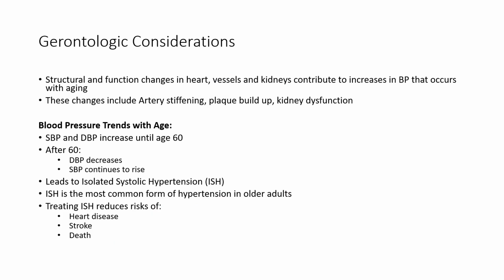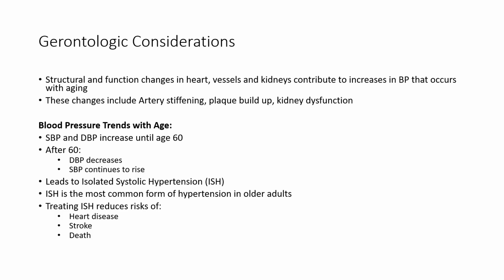Some gerontologic considerations with hypertension. We do have structural and functional changes that happen in our heart, vessels, and kidneys, and this will contribute to increases in blood pressure as we age. These changes are going to include artery stiffening, plaque buildup, and kidney dysfunction. With age, we'll see a systolic and diastolic blood pressure increase until age 60. After age 60, we see our diastolic blood pressure decrease with our systolic blood pressure continuing to rise.